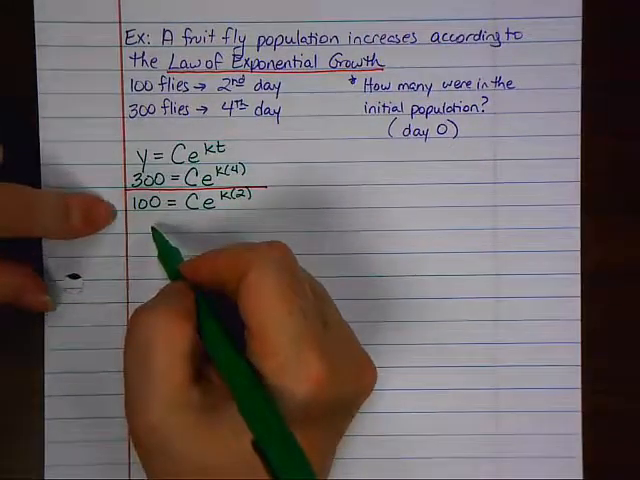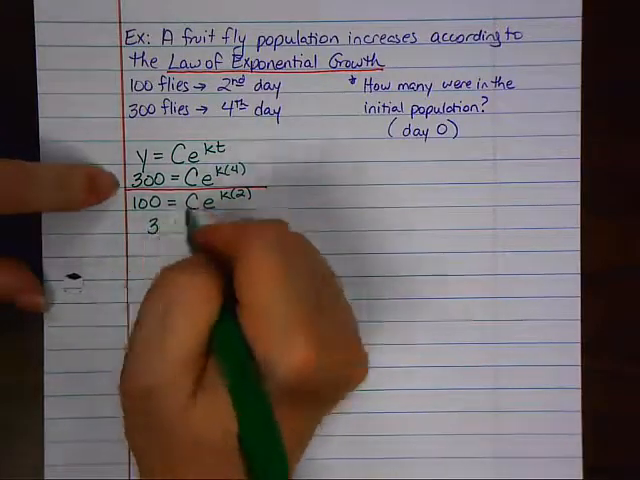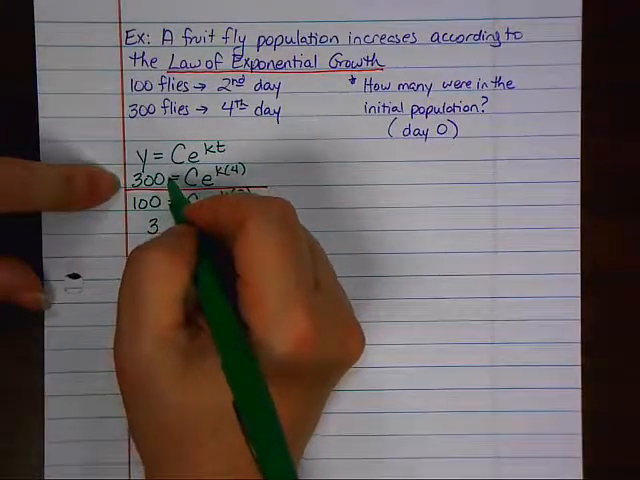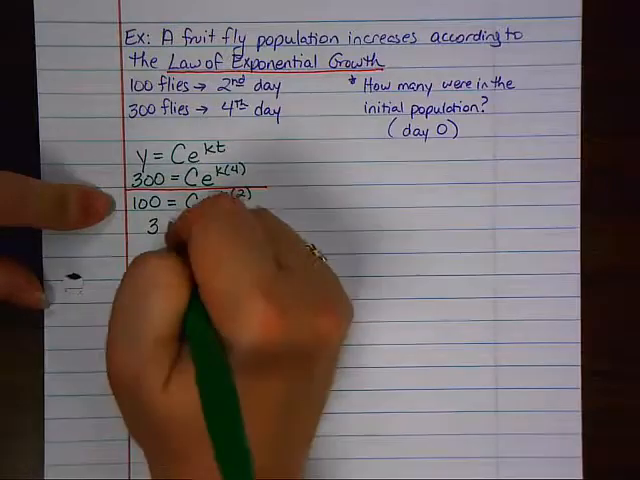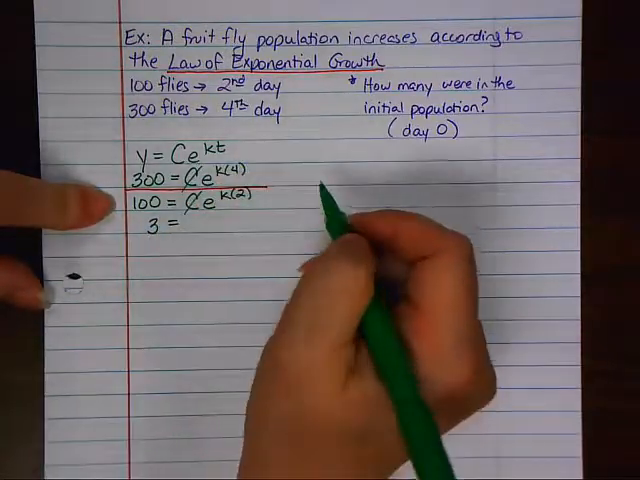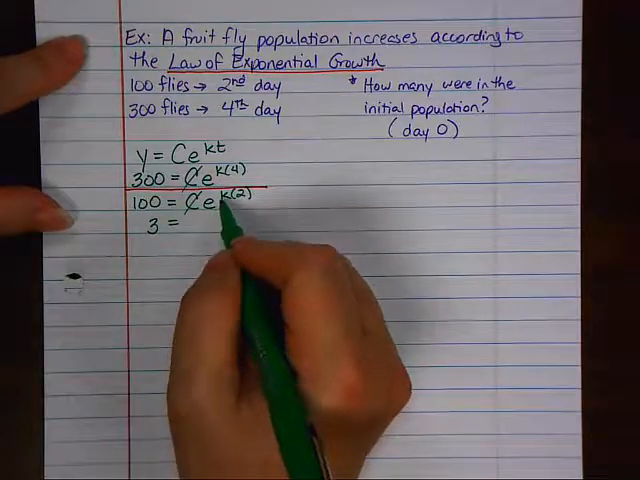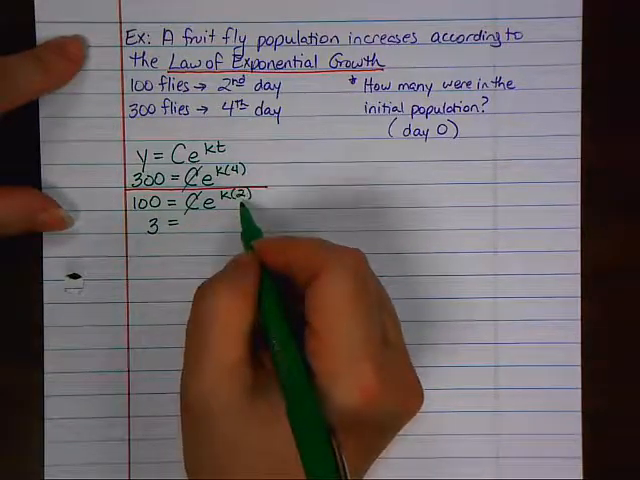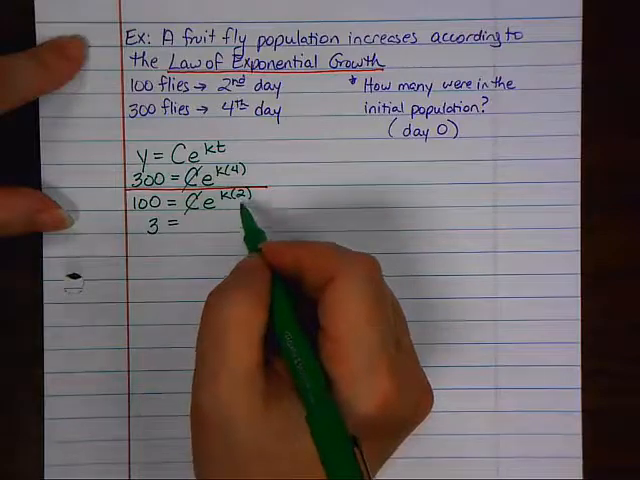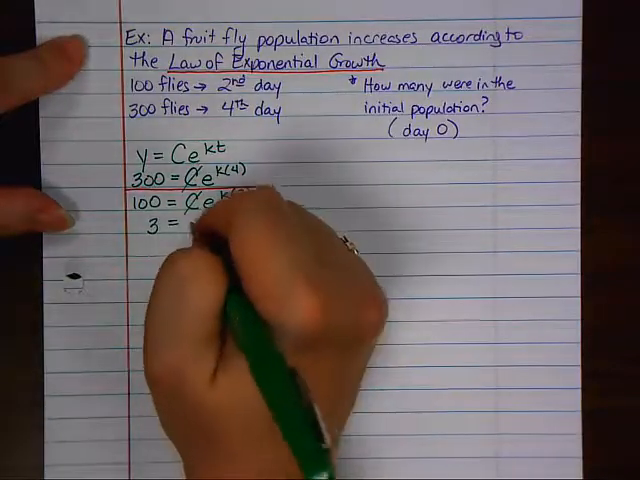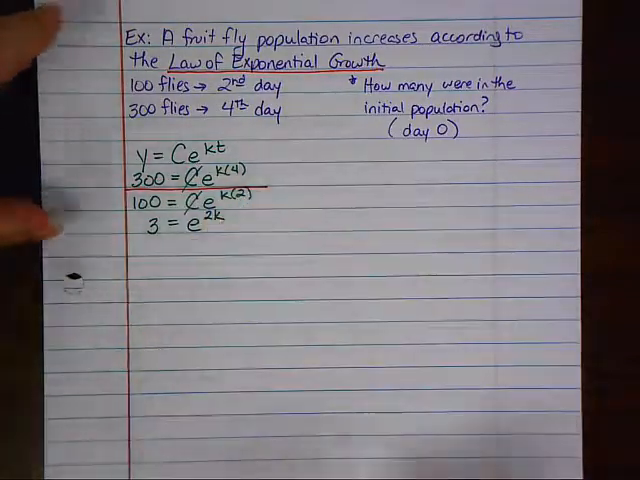What is 300 divided by 100? 3. The reason I put the second one first was because I wanted the bigger number on top when I divided. Equals, the c's cross out. So I have e to the 4k divided by e to the 2k. What should I do to the exponents? Subtract them. What's 4k minus 2k? 2k. So this is e to the 2k. Now I can solve that.